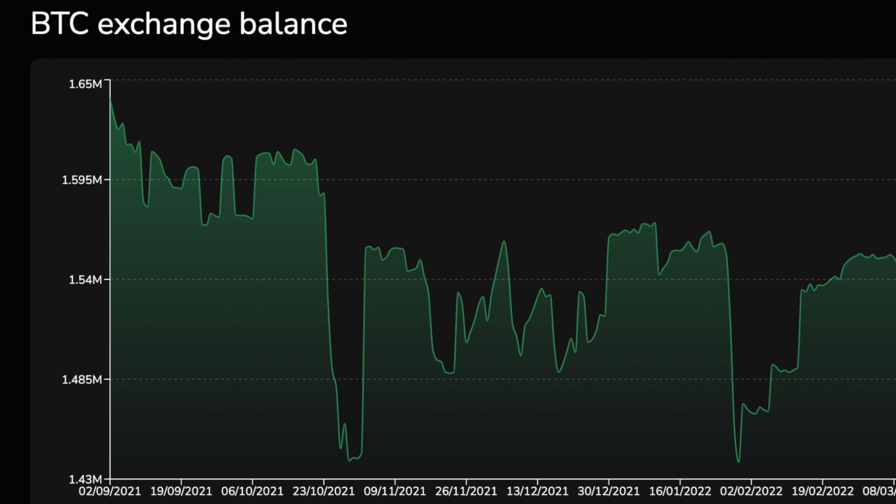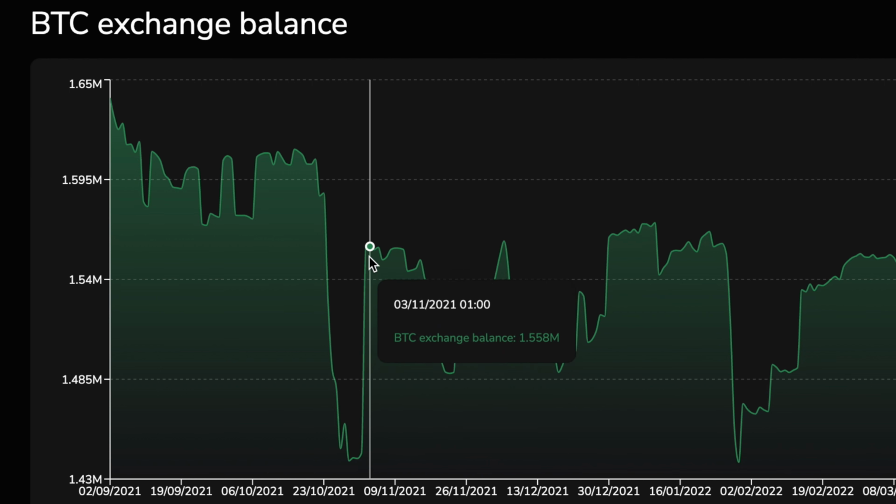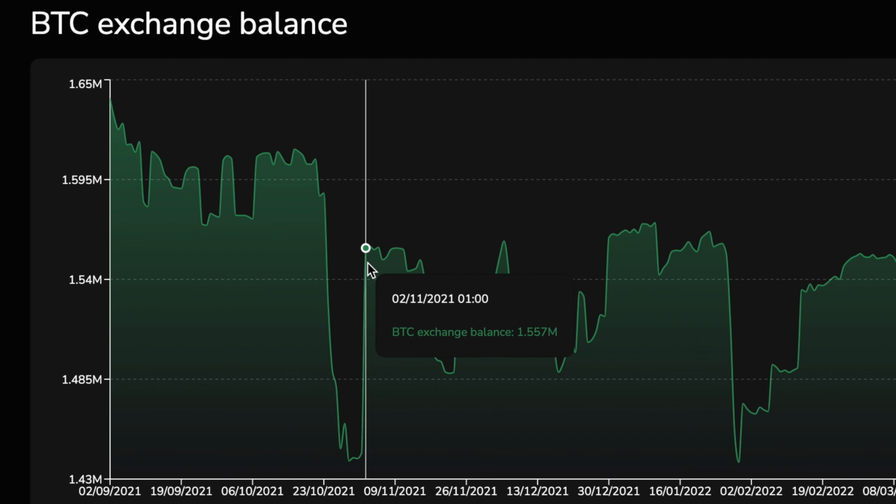So guys, let's have a look at an example. Right here we can see that we have a low Bitcoin balance on exchanges on the 31st of October, and that 2 days later on the 2nd of November we got a very big increase in the Bitcoin balance on exchanges. So a lot of Bitcoins were being sent to exchanges during these couple of days. Let's have a look at what happened with the Bitcoin price afterwards.